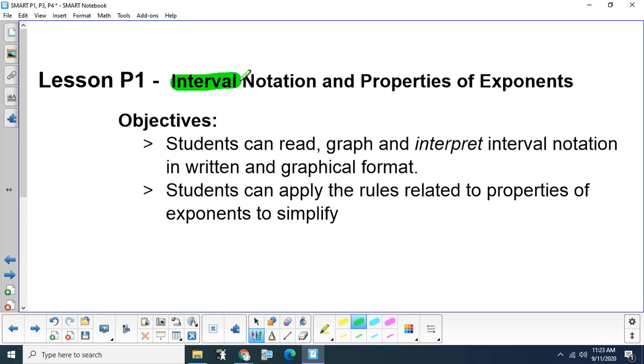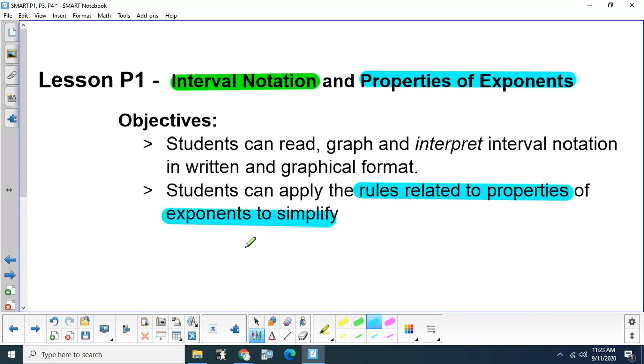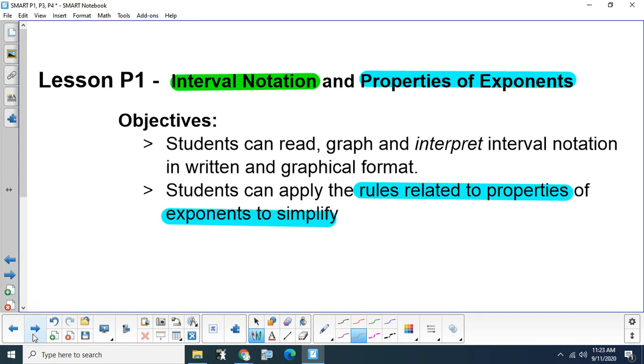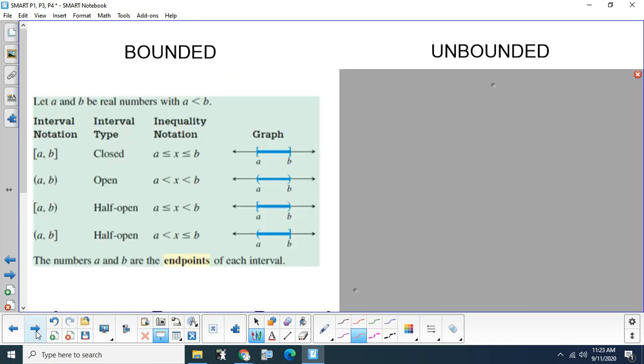So we have interval notation. This is the new concept in today's lesson. And we have properties of exponents, which will be more of a review. We'll review all the rules related to these properties and then how to use these properties to simplify different exponent type problems. Interval notation we're going to teach on first, as it is the new concept that we are learning. And let's go ahead and just jump in.